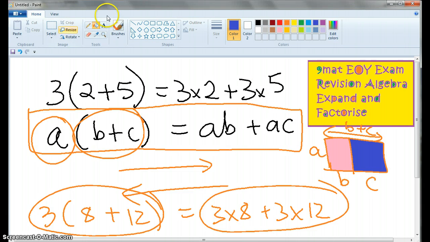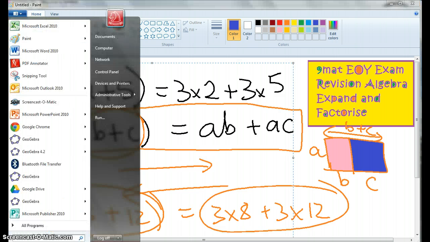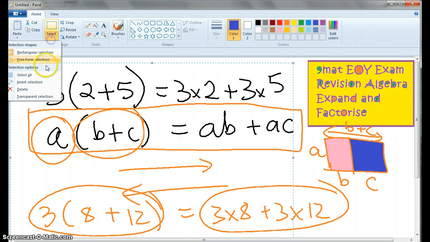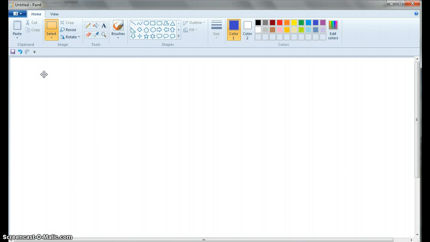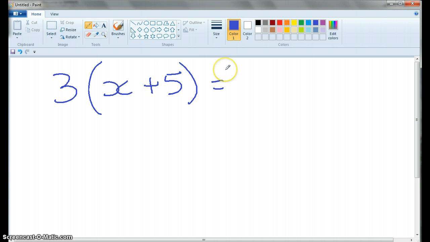So let's try some where it's important that we know this rule, because we can't do the brackets first, as inside the brackets there's an x. So we can't do brackets first, so we have to use this law. Okay, so let's try. If I have 3 times (x plus 5), how do I expand that?